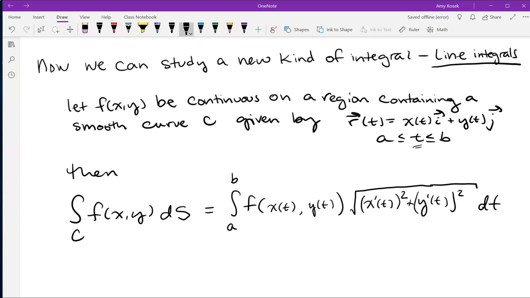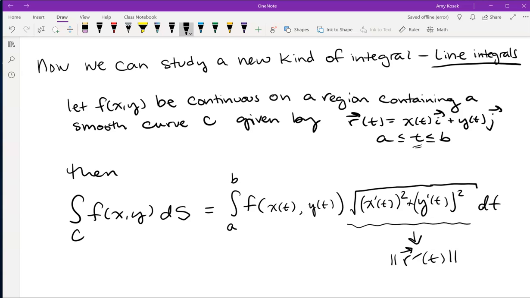Now, one of the things that is cool to notice is what we have right here. This square root that we have is the magnitude of r prime of t. So notice it's that derivative of our curve that we're integrating over and then taking the magnitude of that.